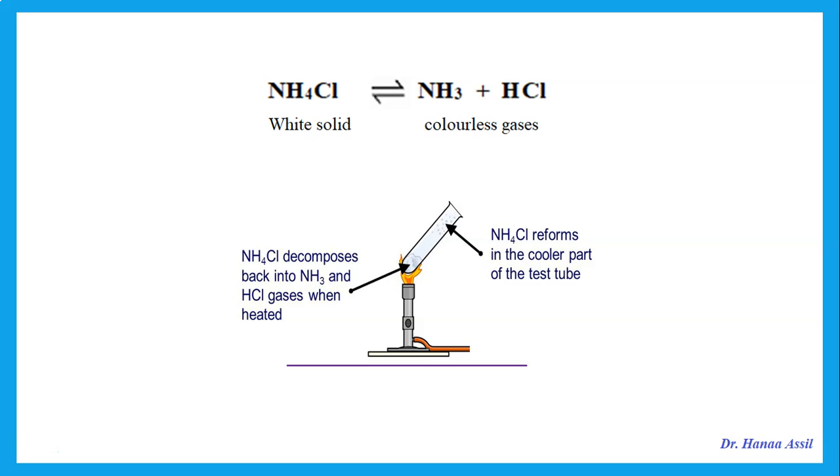Another example is breakup of ammonium chloride to give ammonia plus HCl. So if we heat the ammonium chloride, it changes into ammonia plus HCl, and then the ammonia and the HCl can react again to give ammonium chloride, and then the ammonium chloride can break up again, and so on. So this is a reversible reaction.